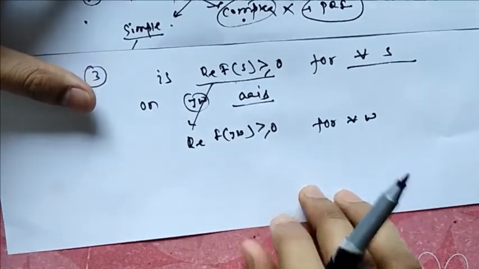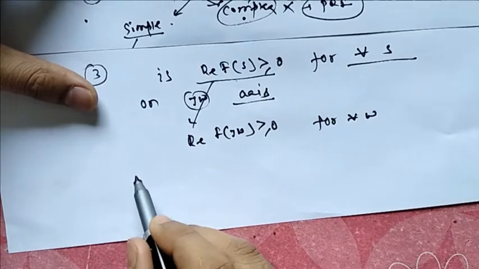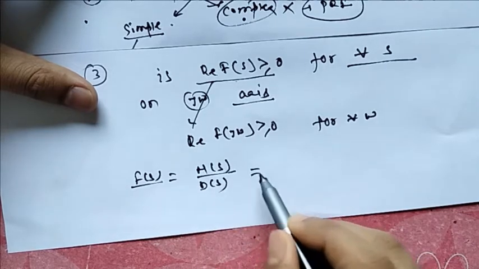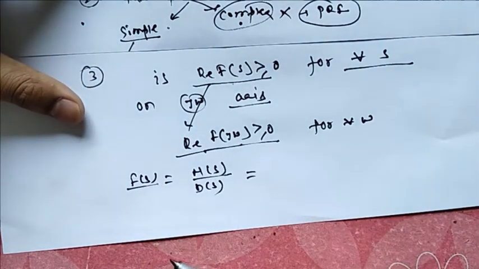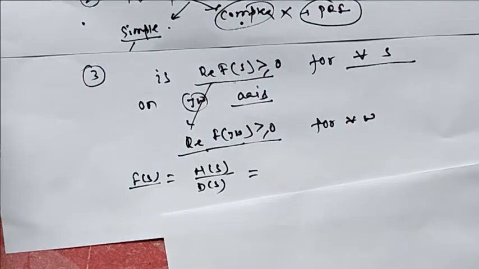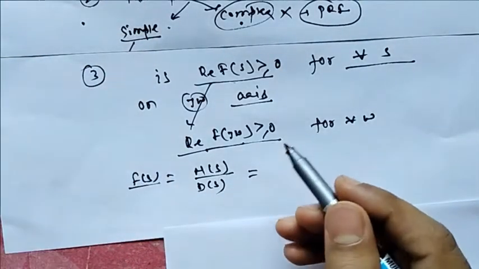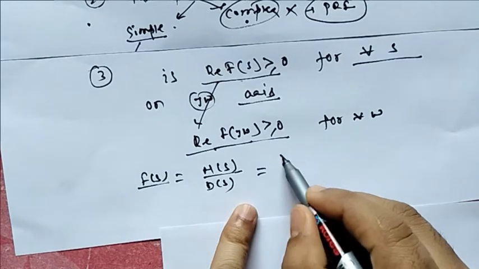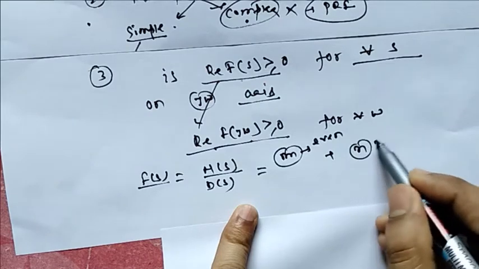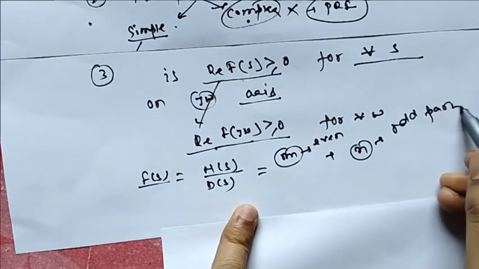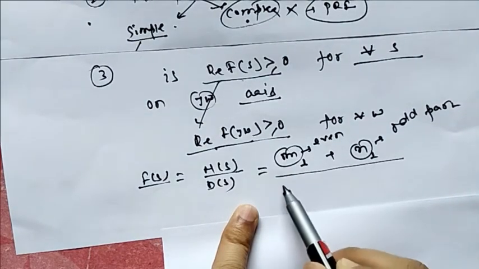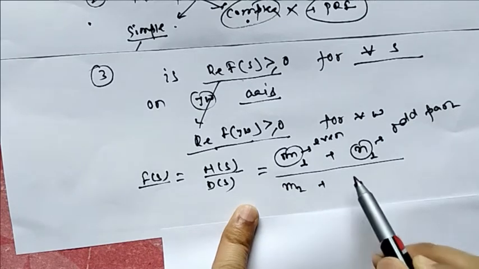Now suppose F(s) is N(s) by D(s). Then how will we check that the real part of F is greater than or equal to 0 for all omega? For that we are going to make some simplification. Now see, the numerator will consist of some even part and some odd part. We term M for the even part and N for the odd part, and subscript 1 is given for the numerator. Similarly D(s) will be M2 plus N2.